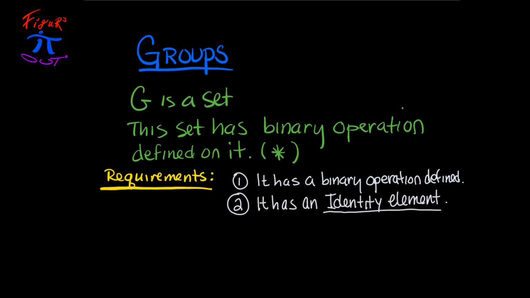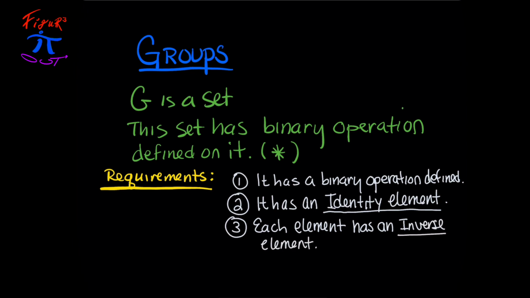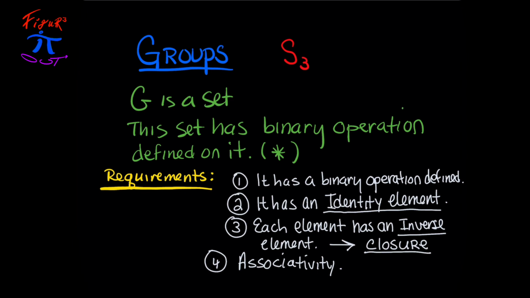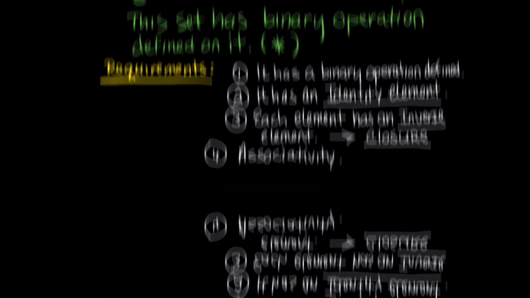Now, next we have to have an identity element in this set. An identity element is an element that acts on another element and doesn't change it at all. Each element must have an inverse, or an element that undoes something, and this is going to lead to something called closure of the group. Finally, the group or the set must exhibit associativity under this binary operation. So let's organize S3 to construct it and see how it forms a group.